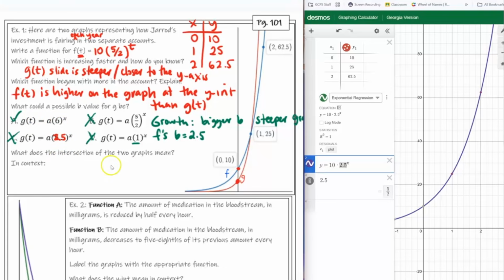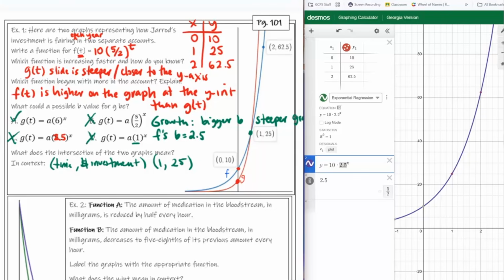What does the intersection of the two graphs mean? Let's take a look at what the x-axis is and what the y-axis is. The intersection I can see is at 1, 25. Here are two graphs representing Jared's investment in each year. So x is time, and y is investment in dollars. I've got time and investment, and the numbers I have are 1 and 25. I just need to put that in a sentence with Jared, and any sentence is going to be fine. After 1 year, Jared would have $25 no matter which account he used.